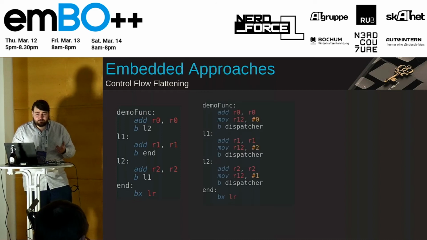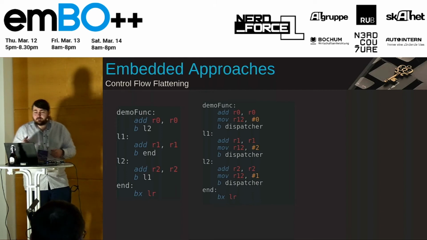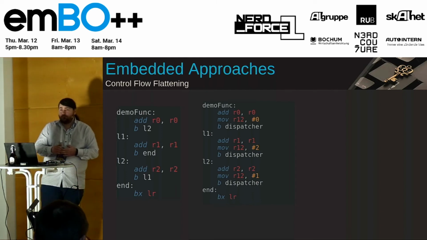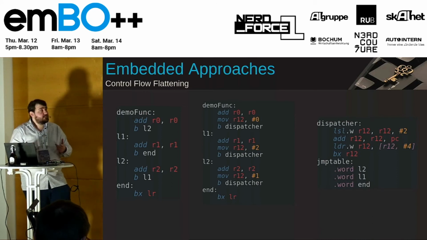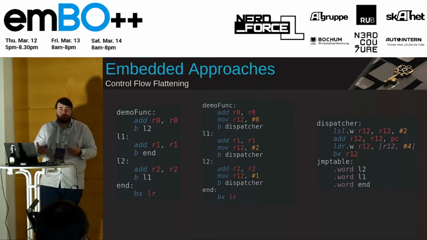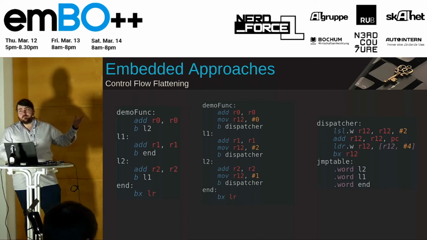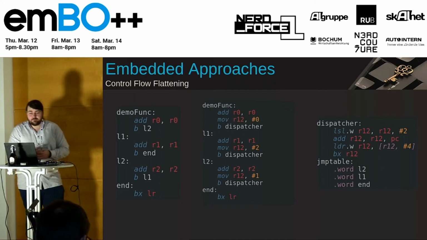So you want to flatten it. So you replace every branch with a branch to a dispatcher, and you use some register to tell the dispatcher where it should actually go. And the dispatcher, in this case, is also relatively simple. You just look at the index, read the target from your jump table, and jump to it. That's everything. And again, this is easily breakable. You can easily write a script that detects, okay, this branches to the dispatcher, stores the index, and then, for example, just replaces the branch to the dispatcher with a branch to the right instruction.